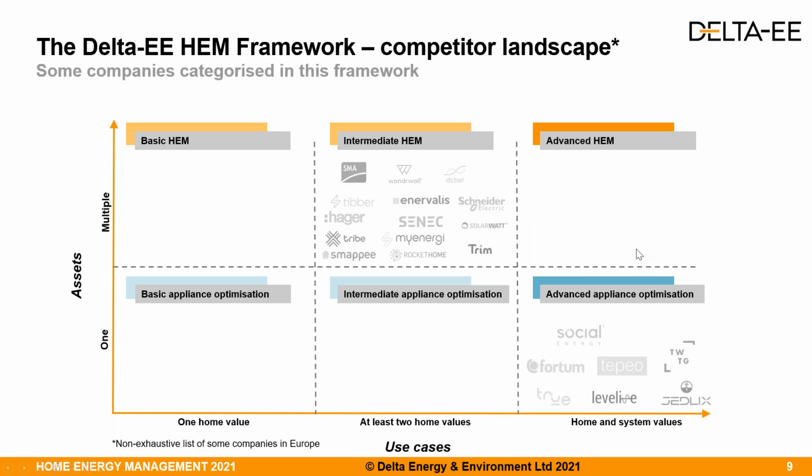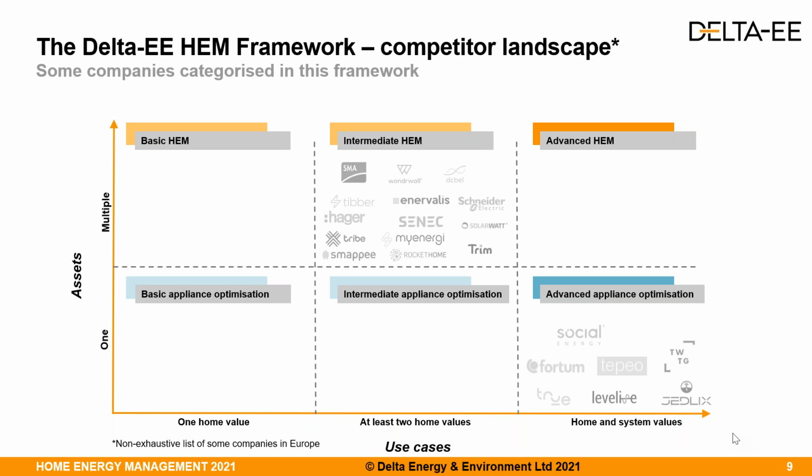All right. More concretely, we analyzed more than 80 HEM or appliance optimization propositions in the European markets. And here is the company landscape. We're not showing all of them here, but don't worry. What I can tell you is that there are companies falling in each category. Not everyone is advanced, and in fact, it's much easier today for some companies to start offering 1 or 2 use cases around one type of appliances.